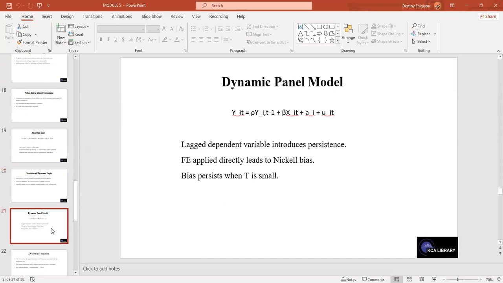Let's look at the dynamic panel model. This is the formula, where the lagged dependent variable introduces persistency. FE applied directly leads to Nickell bias. Bias persists when T is small.